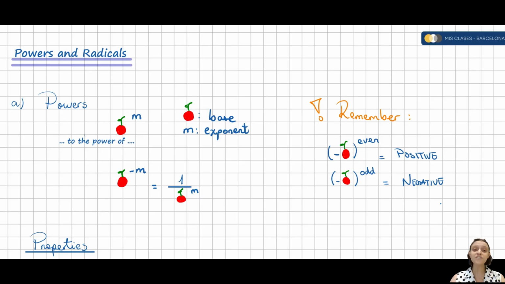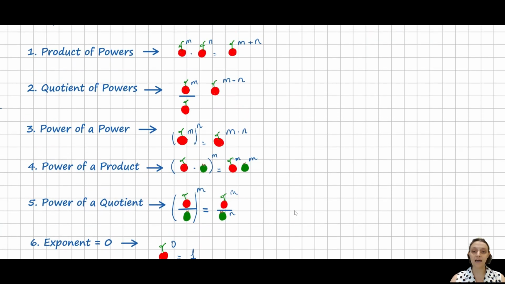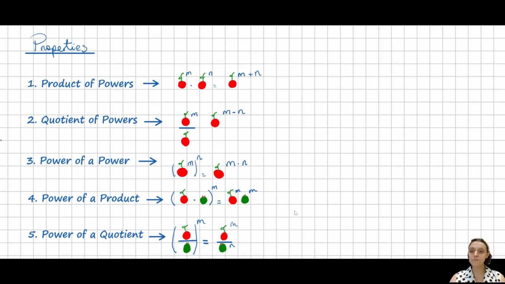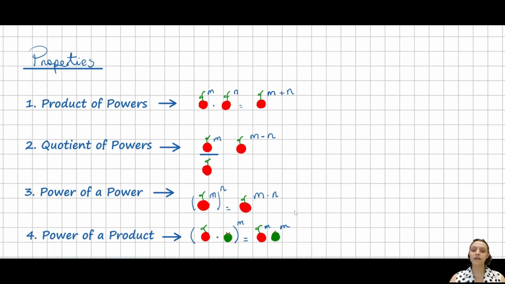Now, let's go through the properties. The properties are several, exactly 6 as we have here, and we will explain them, okay? So let's go one by one. Here we go. We have the product of powers. Remember that all the properties that we're going to see here, well, the first 3 are applied to expressions that have the same base, okay?